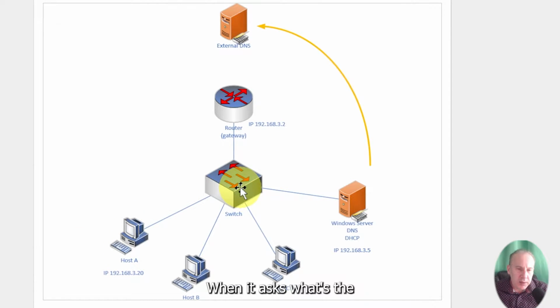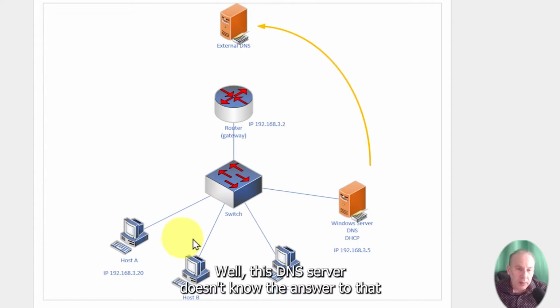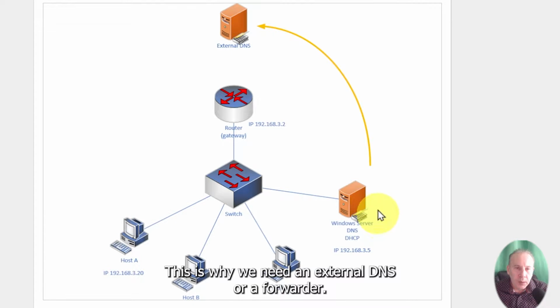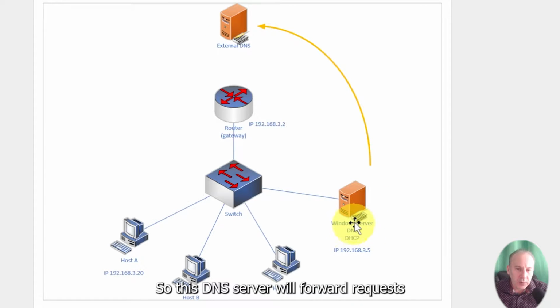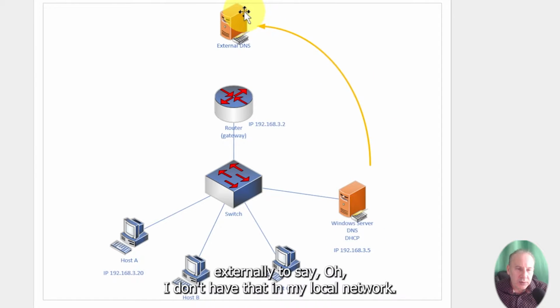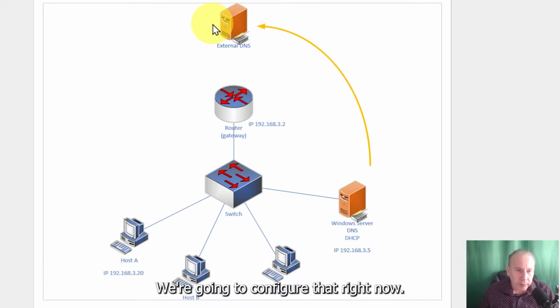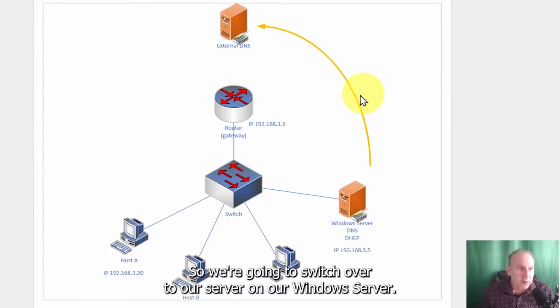When it asks what's the IP address of something external like Microsoft.com or Cisco.com, this DNS server doesn't know the answer, because it's only looking at the internal servers. This is why we need an external DNS or a forwarder. So this DNS server will forward requests externally, saying, oh, I don't have that in my local network, I'm going to forward that request externally and find the answer. We're going to configure that right now, so we're going to switch over to our server.